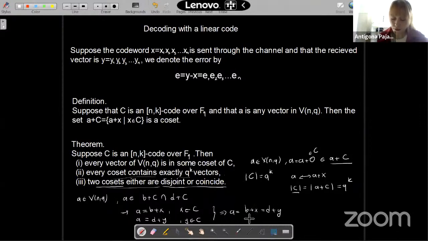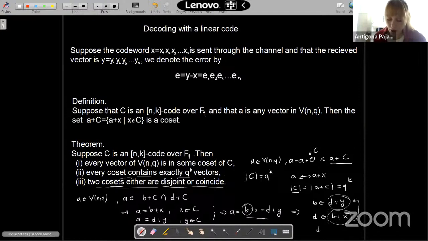And from here, we can see that B is in D plus Y, and D is also in B plus X. So D is in B plus X and B plus X is in D plus Y, so they are equal to each other. So they cannot intersect, they either coincide or they are disjoint.